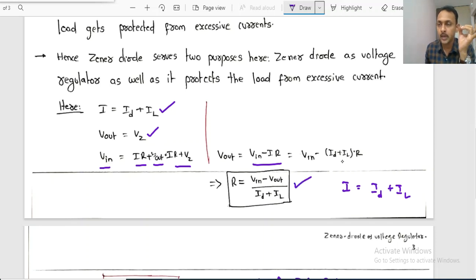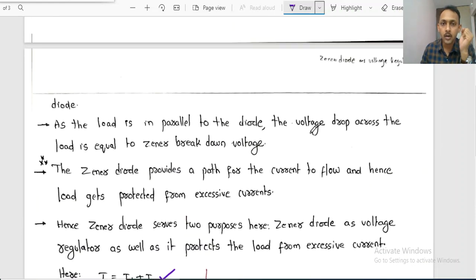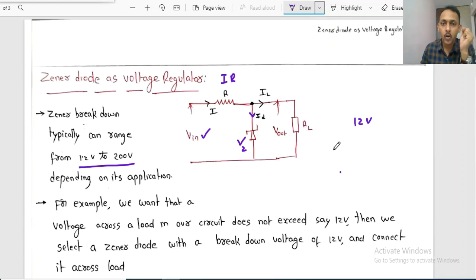So this point is to be highlighted, the value of external resistors to be connected, right? So this is about the Zener diode as a voltage regulator. One more important point is that this Zener diode will be kept in parallel to the load RL, right?